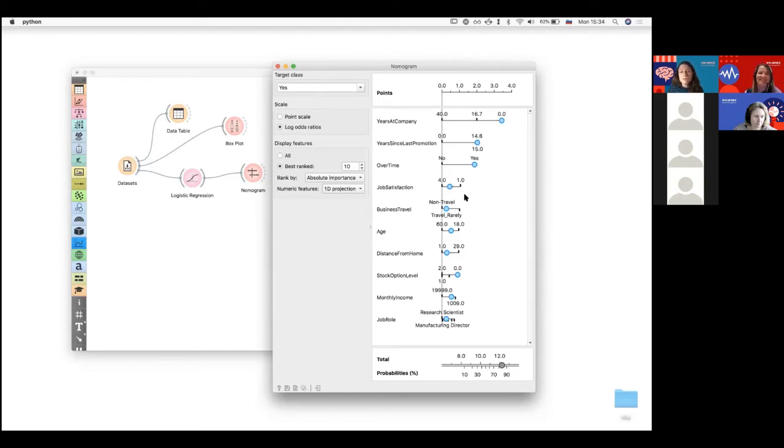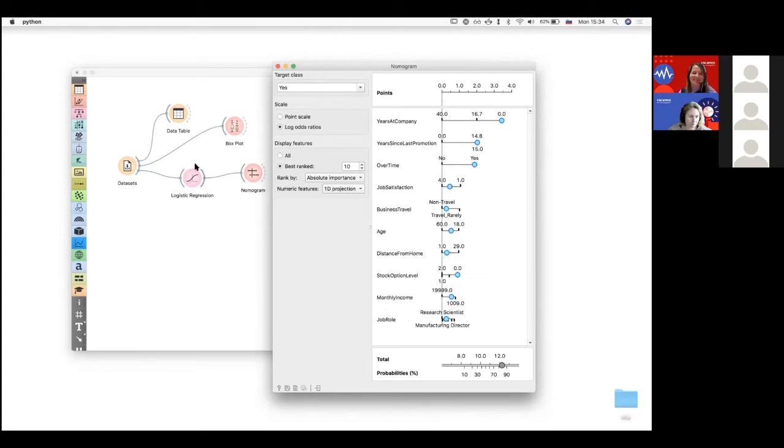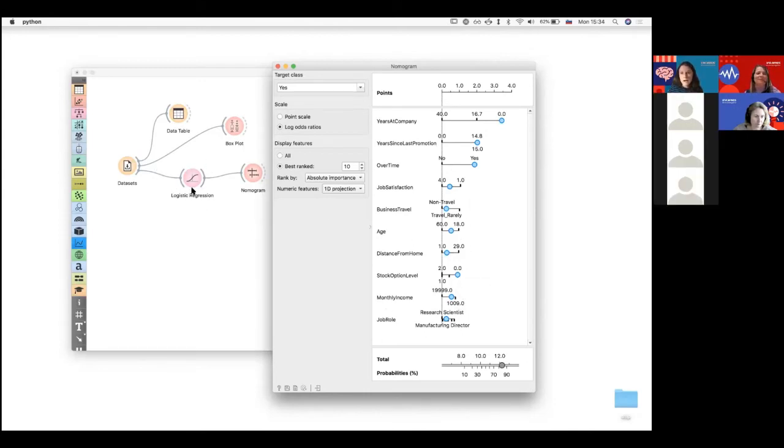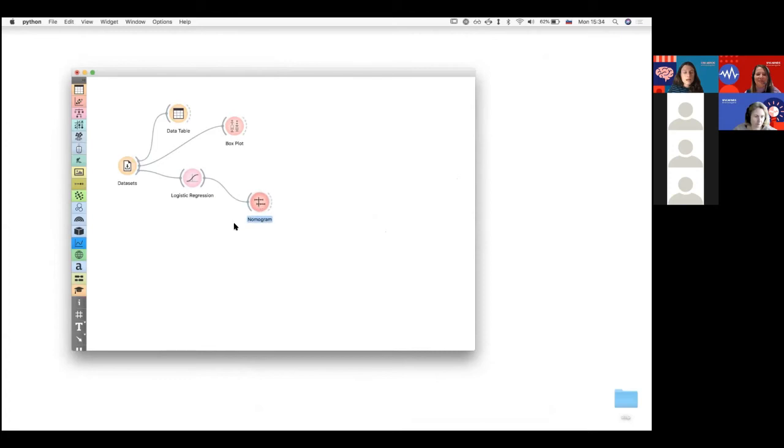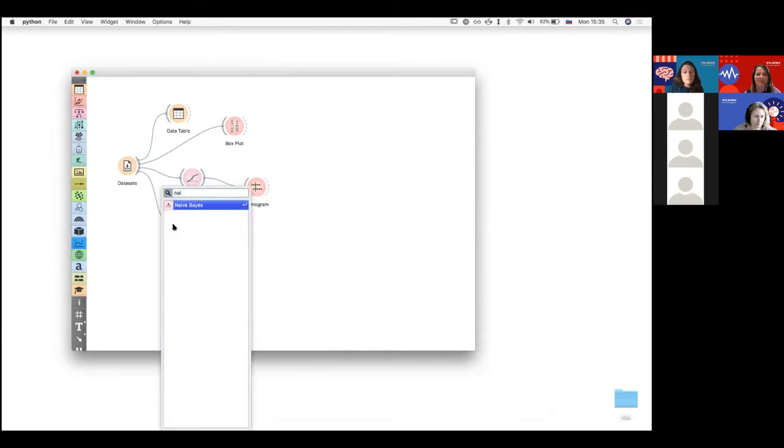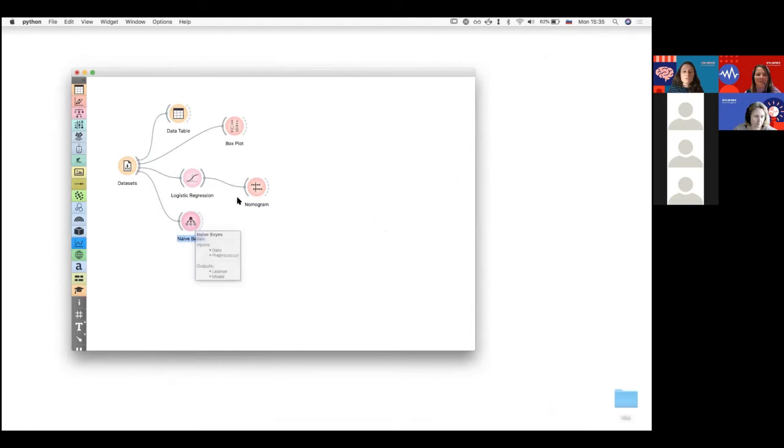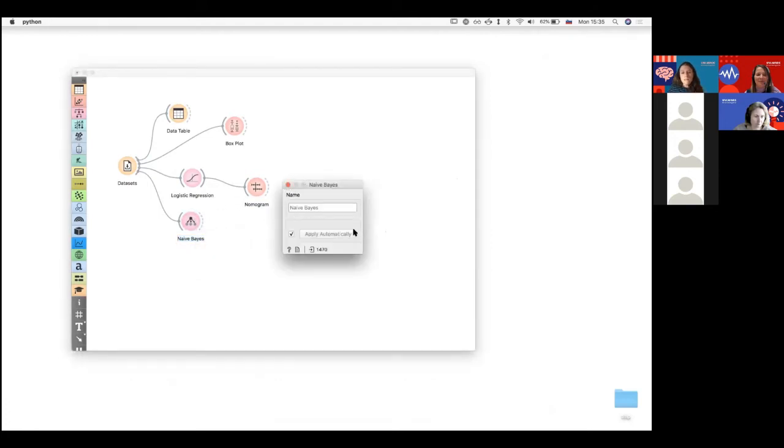So now we already understand a bit how logistic regression decided in favor of yes or no. There is another model that I would like to mention. It's a very simple one. It's called naive Bayes. It doesn't have any parameters. It is a very, very simple one.